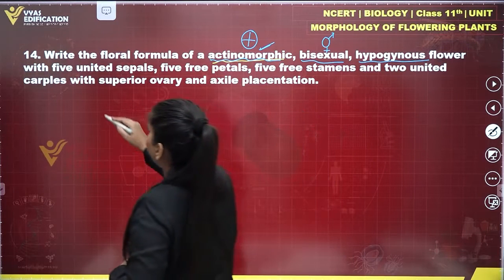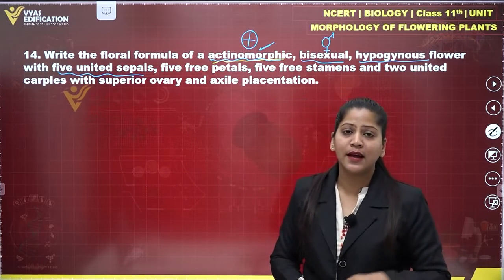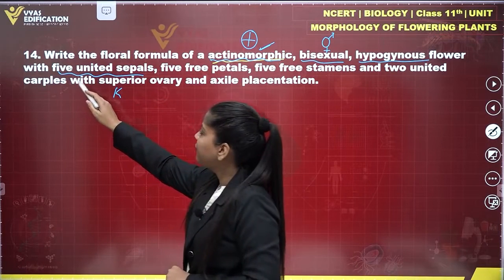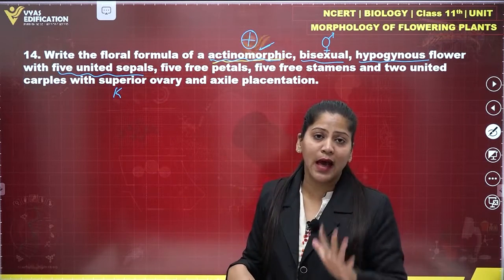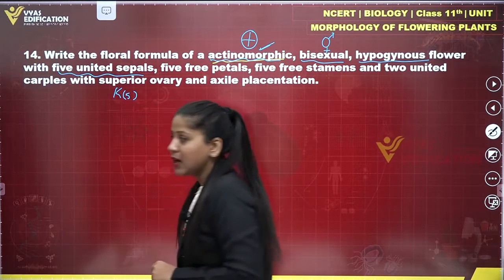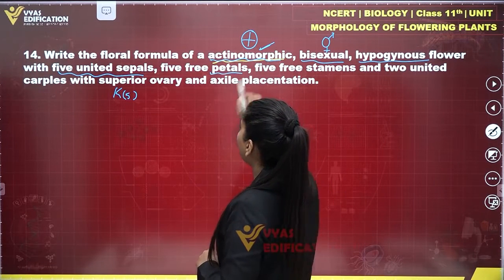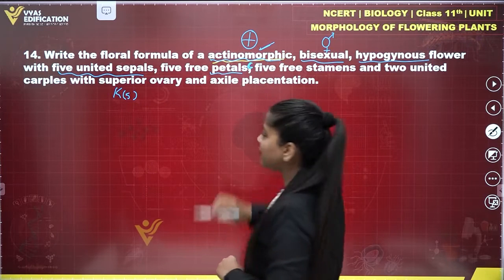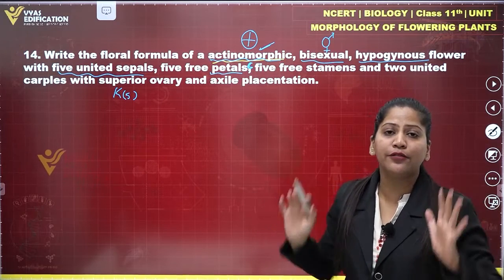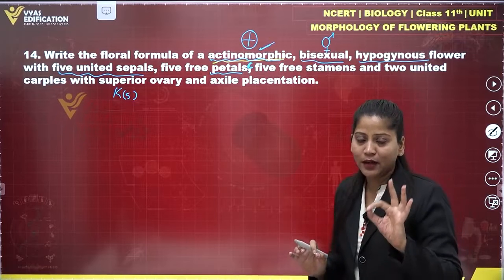Then the 5 united sepals. Sepals are also termed as calyx, which is known as K. And we have 5 united calyx or sepals. That means they are represented as 5 in bracket. Then we have 5 free petals. Petals are also known as corolla, which is represented by capital C, and they are not fused with each other, they are free. So we are not going to make brackets on the 5 of petals or corolla.